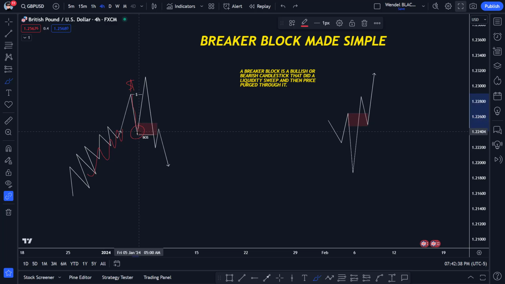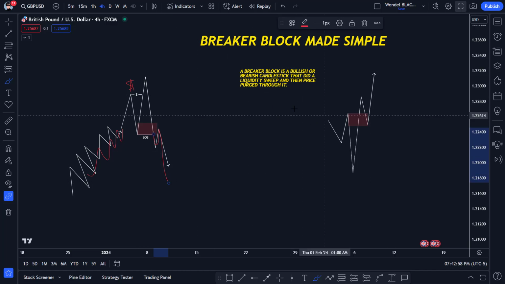So price started crawling back down, and then price purged through these old highs, and then price came in and purged through these old lows right here and gave us a breakout structure. So this last bearish candlestick is what we call a bearish breaker block. So we're just going to extend it, and then after our breakout structure, we can just expect for price to give us a slight pullback, tap into it, and then push price lower.